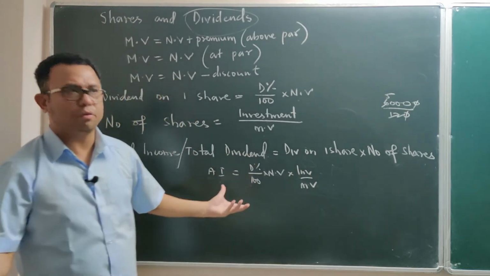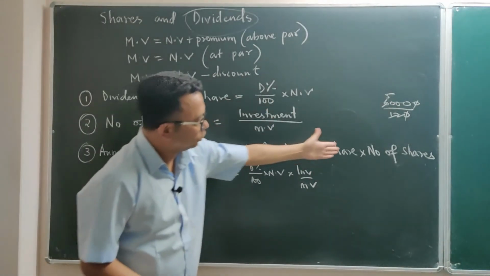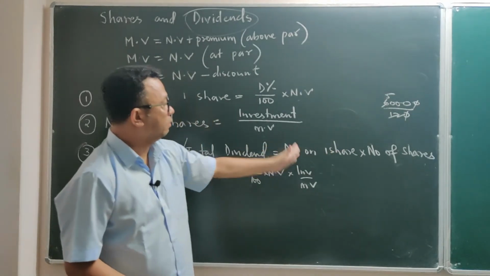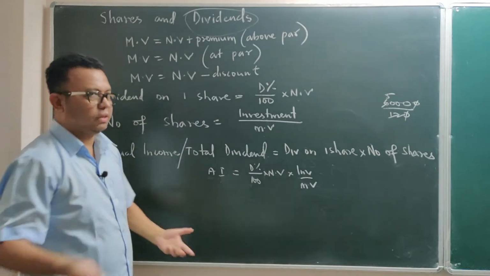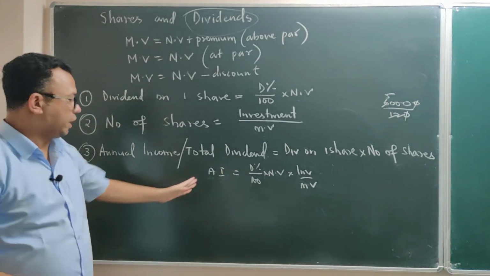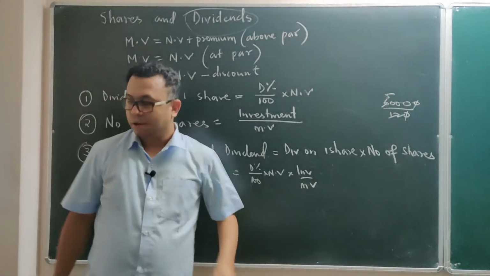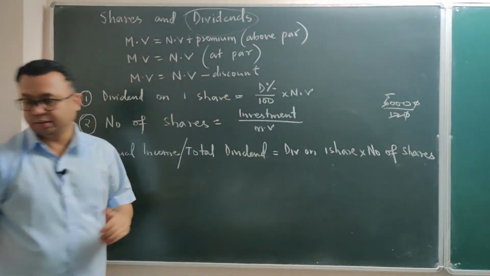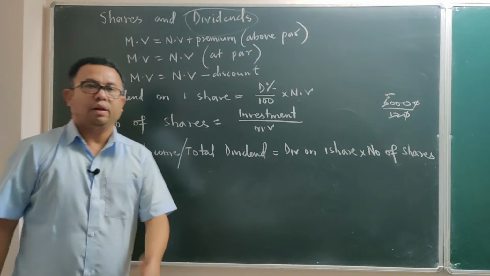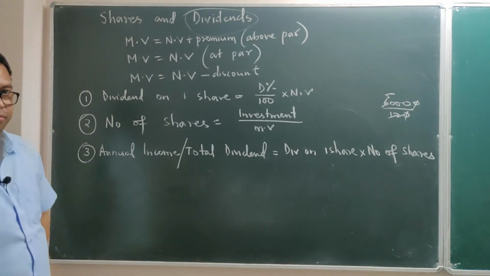So actually, from where did that formula come? See, your formula came from here only. So just put the formula for dividend on 1 share from here and the number of shares from here, so it becomes a single formula. If you are interested and want a single formula for calculating income, you can use this direct formula. But again, I am not recommending this because in some questions you will face a problem. Okay, 3.